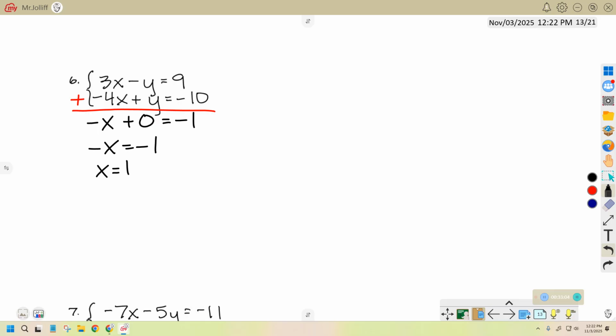Good. Lupe, next step. Very good. And I like the use of mathematical vocabulary. We're substituting into one of the original equations. I'm going to go with the top because I'm lazy. So 3x minus y equals 9. And I now know x is 1.